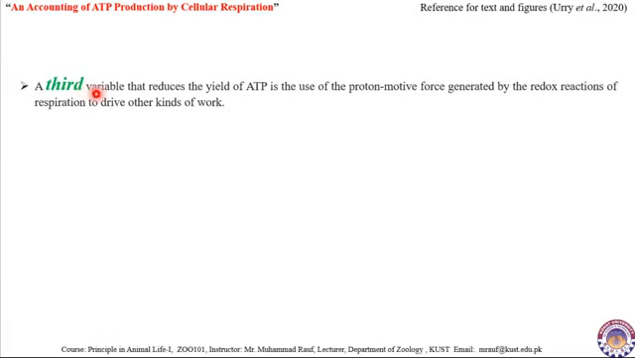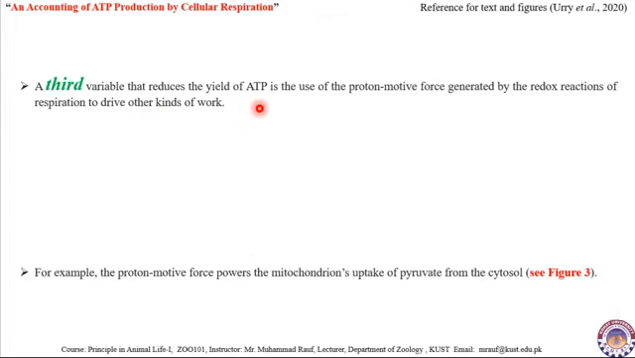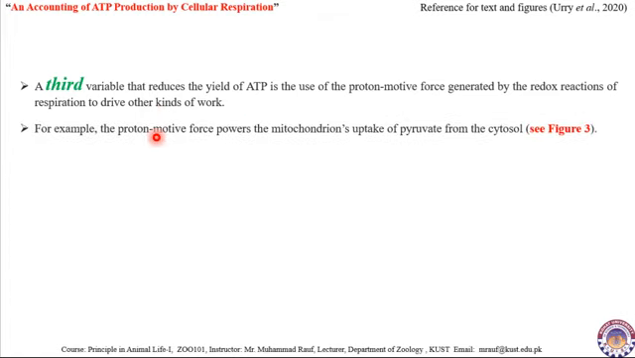Now, a third variable that reduces the yield of ATP is the use of the proton motive force generated by the redox reactions of respiration to drive other kinds of work. For example, the proton motive force powers the mitochondria's uptake of pyruvate from the cytosol.